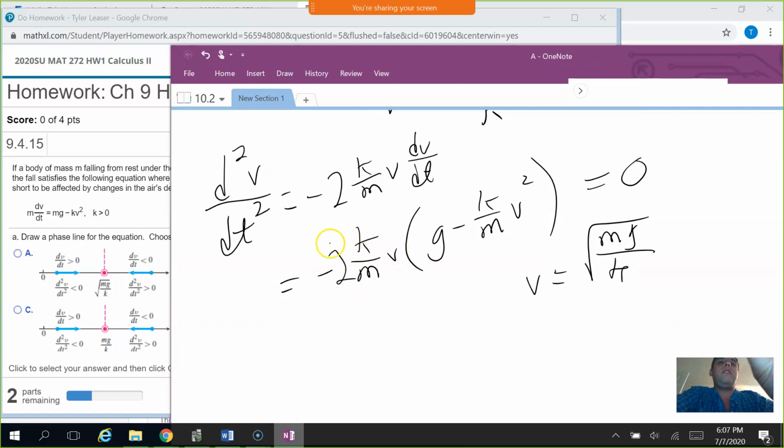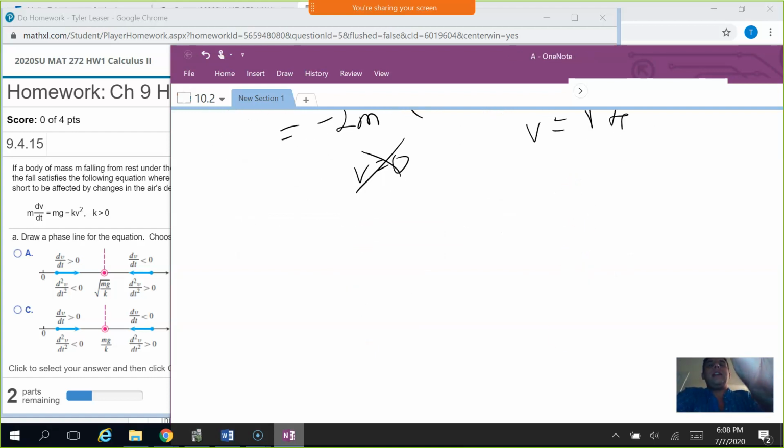This thing out front, the only way that this can be 0 is if v is equal to 0. But it doesn't make sense for a falling object to ever have a velocity of 0, so we can pretty much just ignore that one. Okay, all of that is to say that our phase line is only going to have the one critical point.